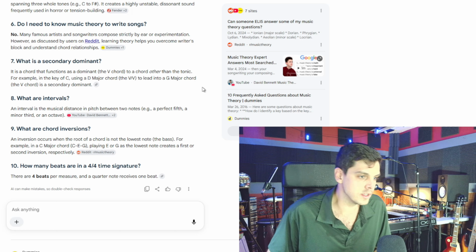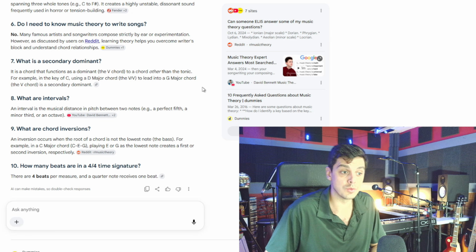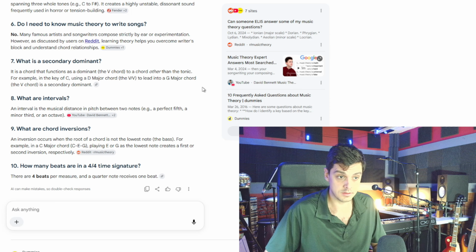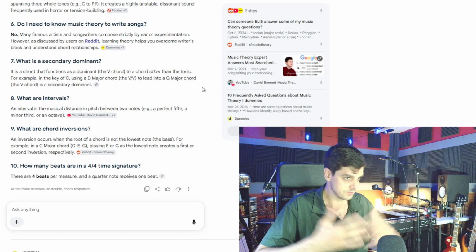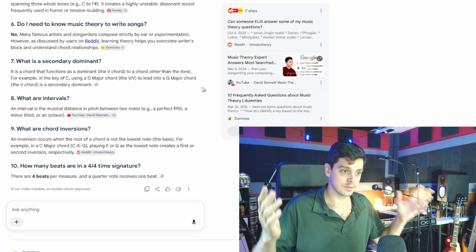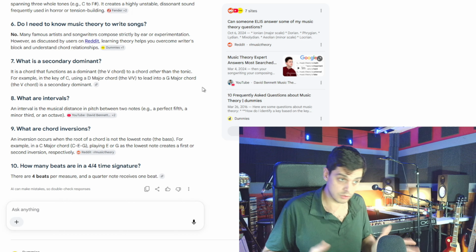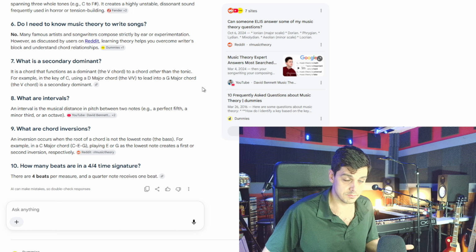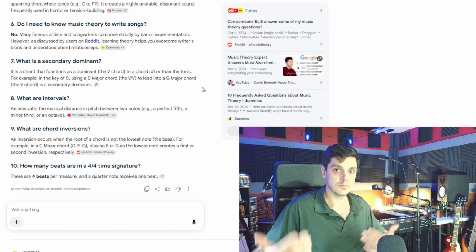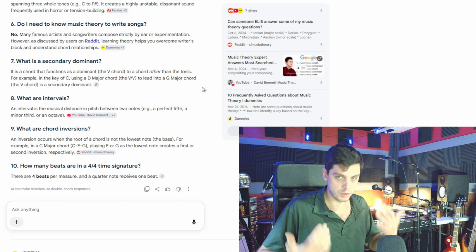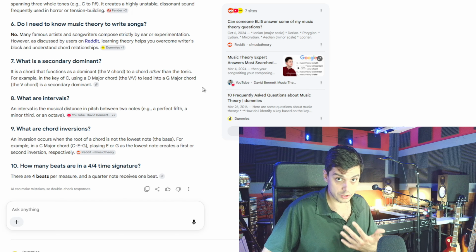What are chord inversions? An inversion occurs when the root of a chord is not the lowest note, aka the bass. For example, in a C major chord, C, E, G, playing E or G as the lowest note creates a first or second inversion, respectively. Once again, we have a very simple question, very good question, and we have an answer that is perfectly adequate, right? It's just a different bottom note, a different low note that changes the chord structure.